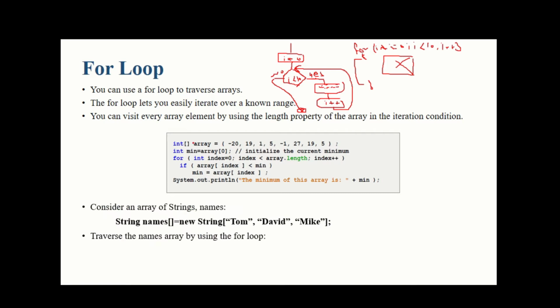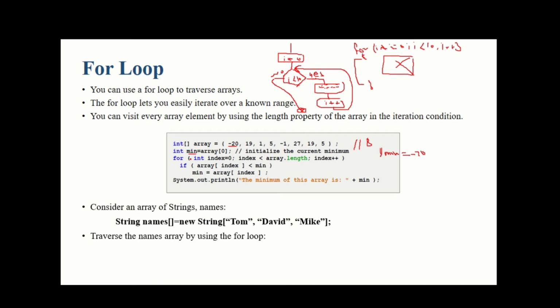So first, here we have an array that contains numbers. How many numbers? 1, 2, 3, 4, 5, 6, 7, 8. So the size of the array is 8. And we have an integer min, which is the minimum number, and min equals array[0]. What's array[0]? Array[0] is minus 20. So min is equal to minus 20. This is a comment.